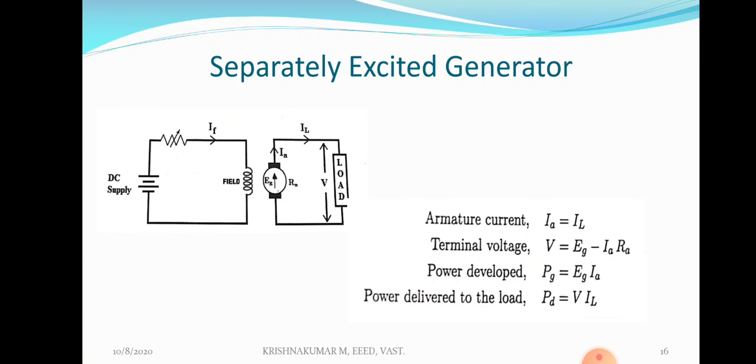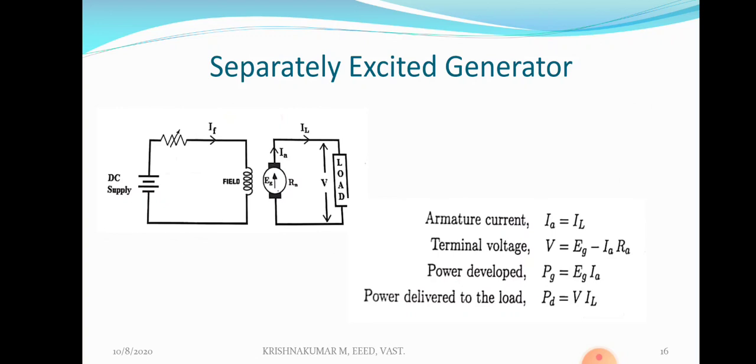In this case, by using the external DC source and rheostat, we can regulate the field current, and hence we can control the flux. This flux passes through the air gap and cuts the armature winding of the rotor, and hence an EMF is induced in that rotor. To control that EMF, we can vary the field current. When field current increases, flux increases, generated EMF also increases. When field current decreases, flux decreases, generated EMF decreases.